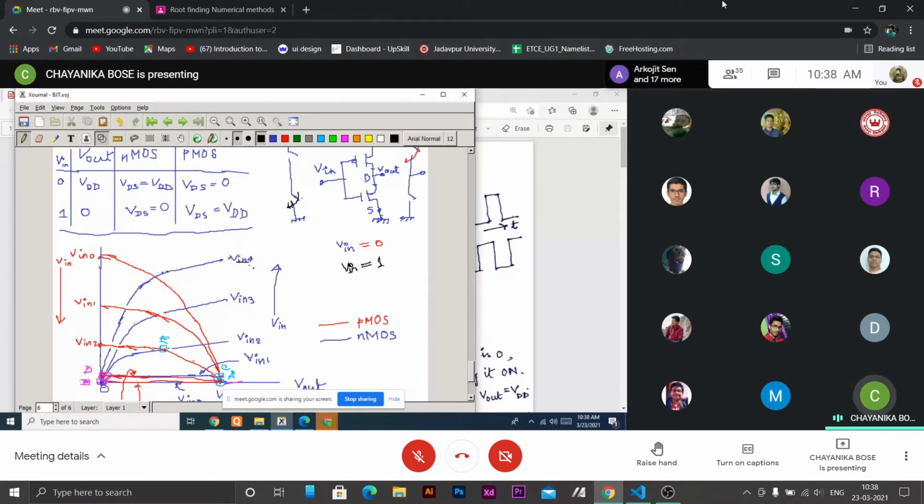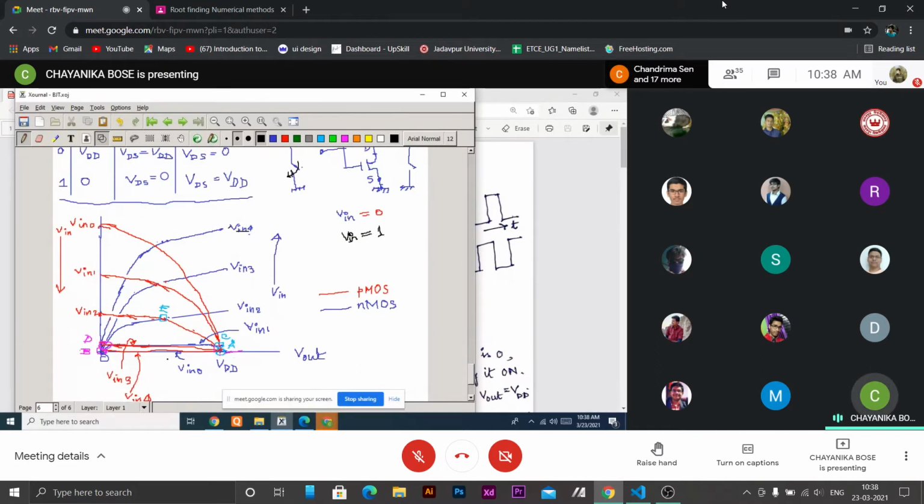so these are different gate voltages: V in 1, V in 3, V in 4. So V in 0 is the lowest value.